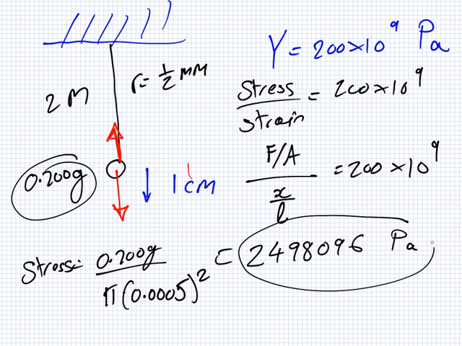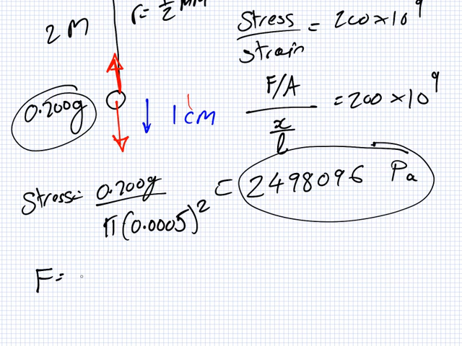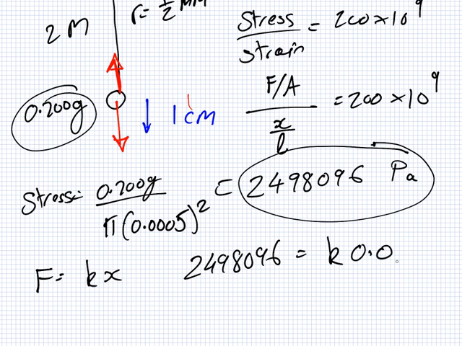Okay, so back to, let's see. I have the stress here. So you also have F equals kx. So now you have 2,498,096 equals k times 0.01. So you get k equals 2,498,096, no, I missed a few, 249,809,600. That's the k.